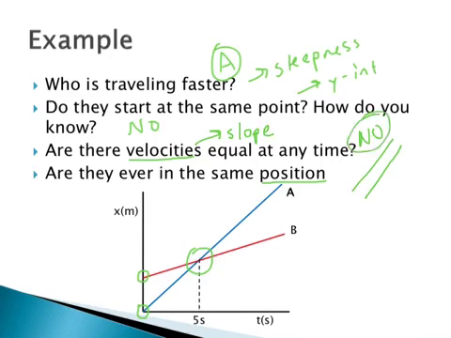Now, the velocities for A and B are constant. They're the same for each one over time, but they are not equal to each other. So velocity A does not equal velocity B.